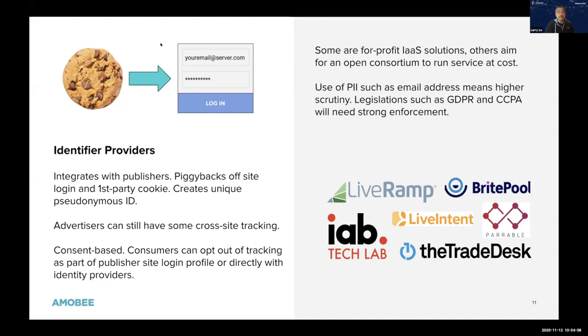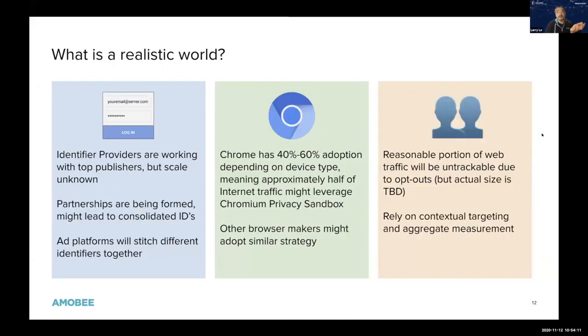So in the realistic world, we're going to have some percentage of identity providers providing traffic to many of these, not just advertisers, but publishers, right? We're also going to have some amount of Chrome traffic. Other browsers might adopt that as well, but we don't know what that's going to look like. We know that Chrome is already 40, 50, 60% of the browser market, so we'll definitely have some form of the privacy sandbox. And there's going to be a reasonable amount of web that's going to be untrackable and anonymous, which is fine. I think that's something that we as an industry have to move forward with.